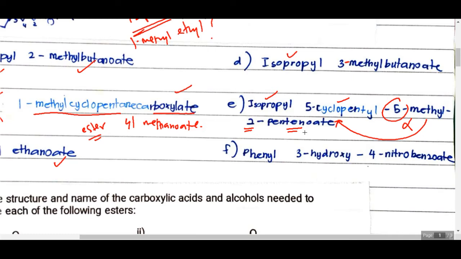So technically isopropyl 5-cyclopentyl, okay, there is no 5-methyl there, 2-hexanoate or hex-2-enoate. All right, the first one is the older naming, the second one is the current naming. So the answer should be like that: isopropyl 5-cyclopentyl hex-2-enoate.